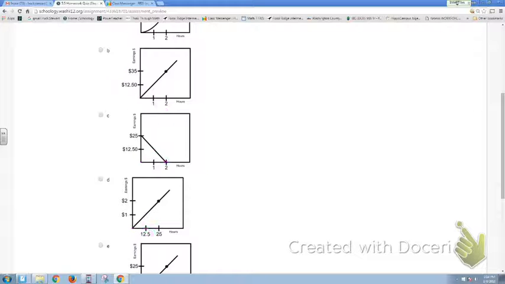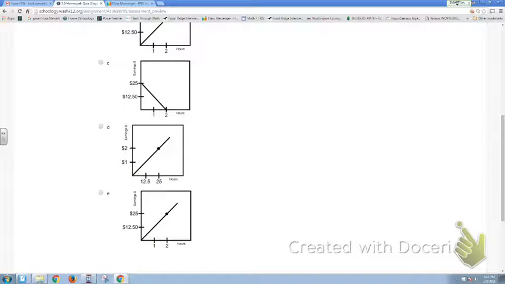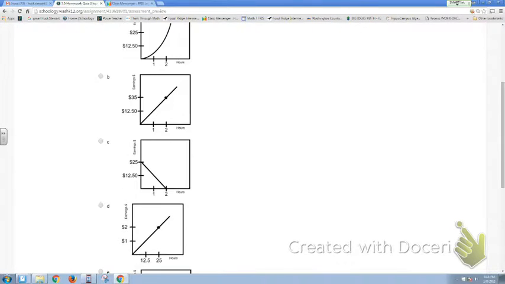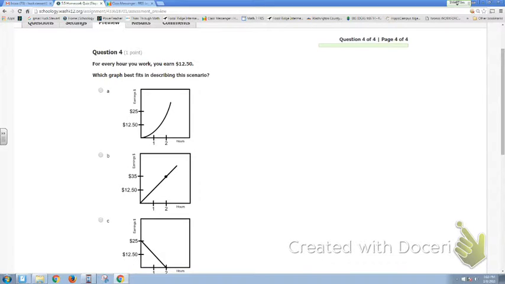And then finally, you've got $12.50 for 1 hour, and then you get $25 for 2 hours. So it's up to you to decide which one this matches up with. But you're going to use logical thinking to interpret each graph. And so hopefully this is helpful for you without giving it away entirely. This one's a little bit hard to talk about without kind of giving it away. But anyway, hopefully this is helpful.